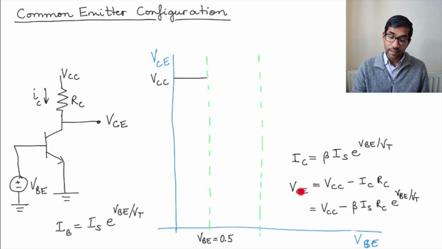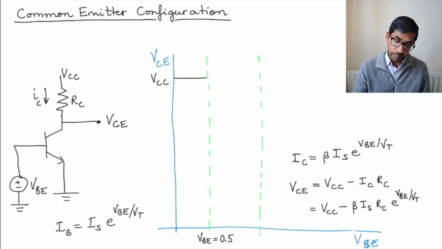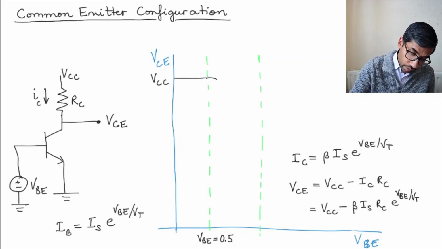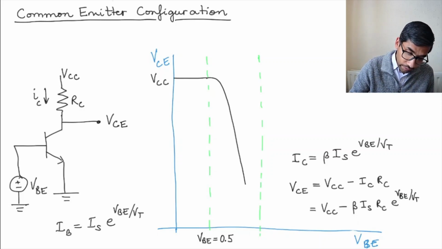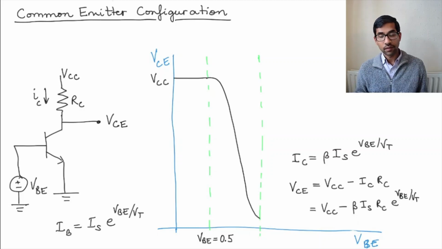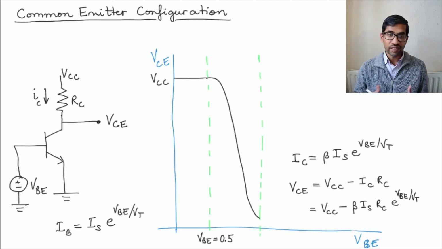Okay, and at some point VCE will become so small that it becomes less than VBE, and then this junction becomes forward biased and we enter into saturation. So the voltage in the active mode will look something like this, right? It goes down and it's non-linear, and it goes down till the difference between VBE and VCE becomes very small. So VBE becomes equal to 0.5 plus VCE.